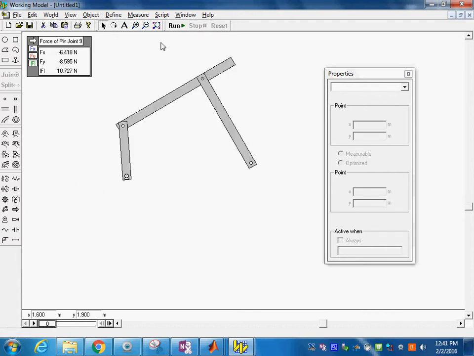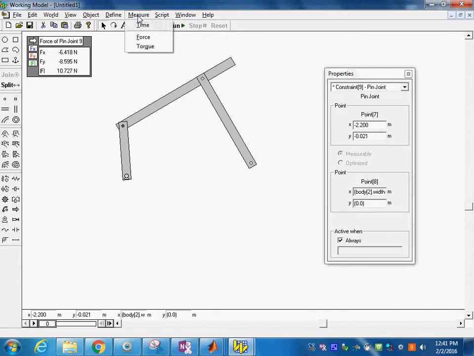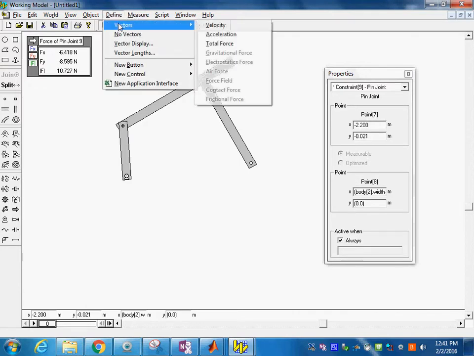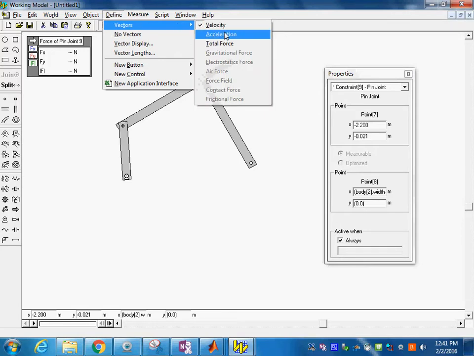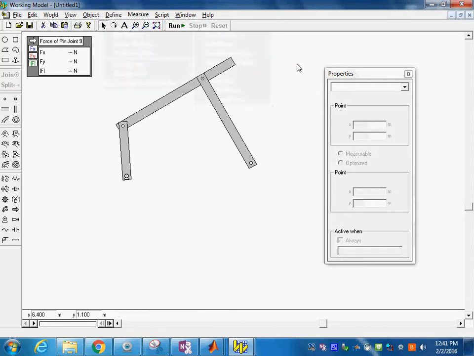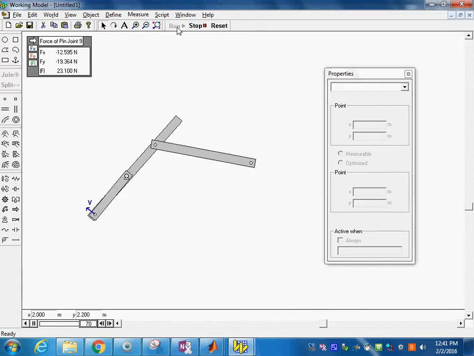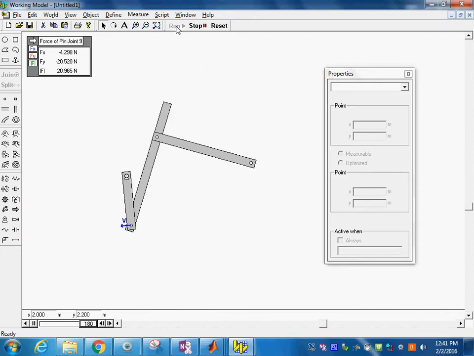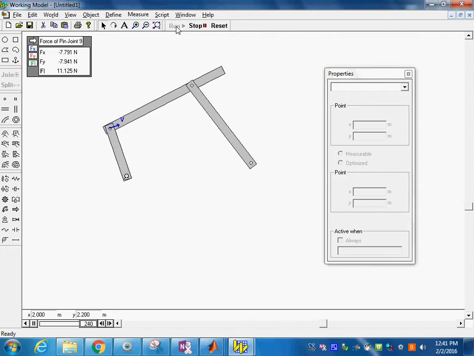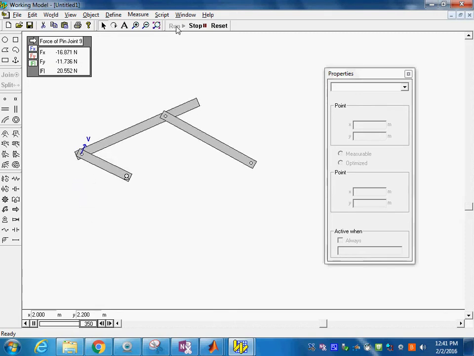But if you do a measuring here, and then define the vector, the velocity and the acceleration. Well, let's do the velocity first. Look what will happen. You see that blue vector changes direction, but the magnitude remains constant because the motor has no acceleration.